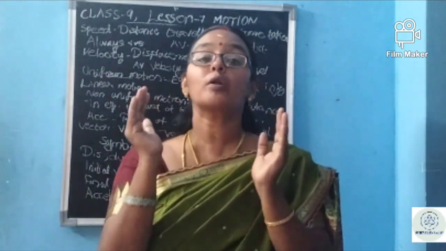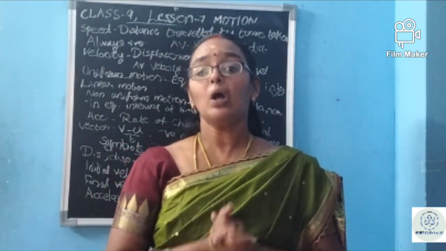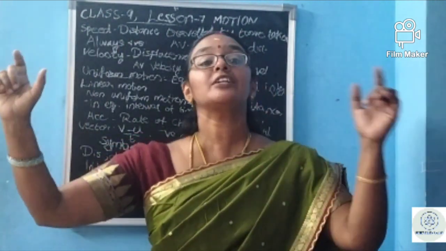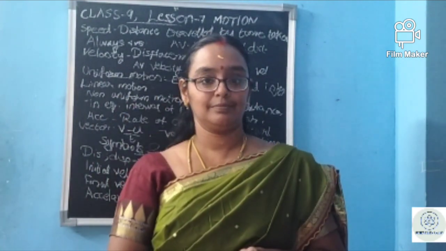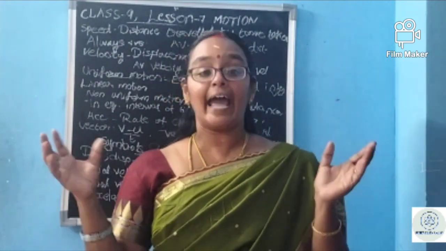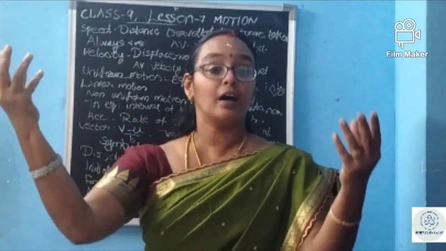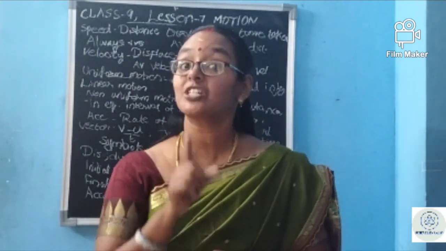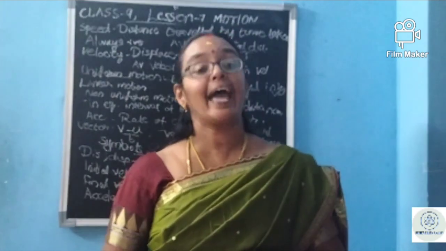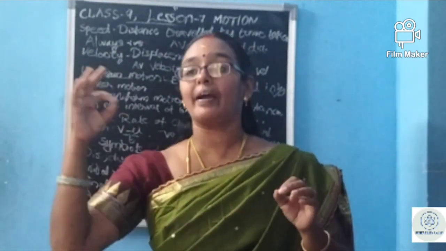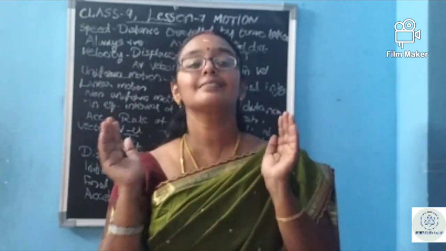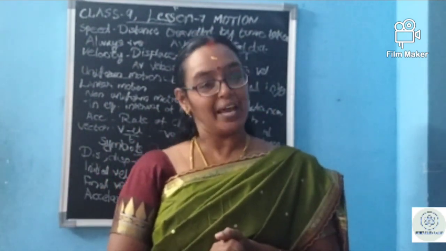So what is the formula for acceleration, Kanna? Always acceleration is final velocity minus initial velocity divided by time. When the final velocity is greater than the initial velocity, acceleration is positive. When the final velocity is less than the initial velocity, acceleration is negative. When the final velocity and the initial velocity are the same, acceleration will be 0. Okay, is it clear about the acceleration?